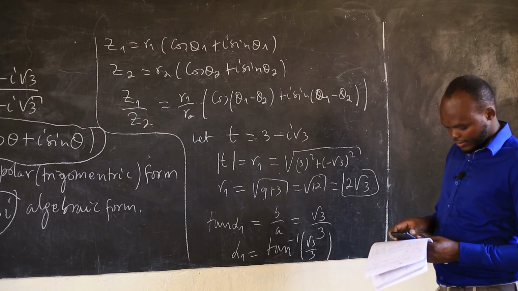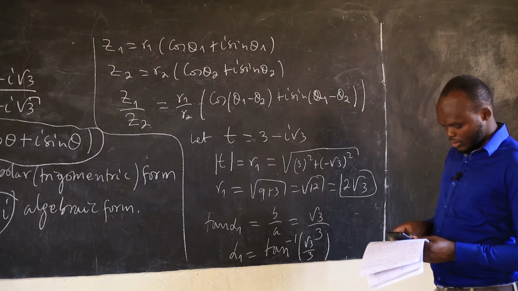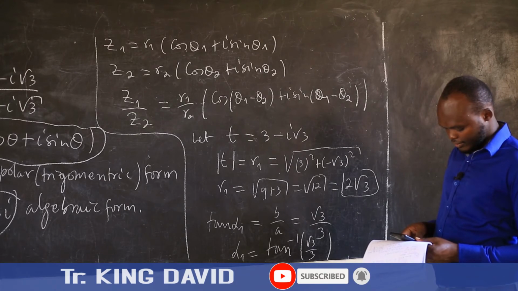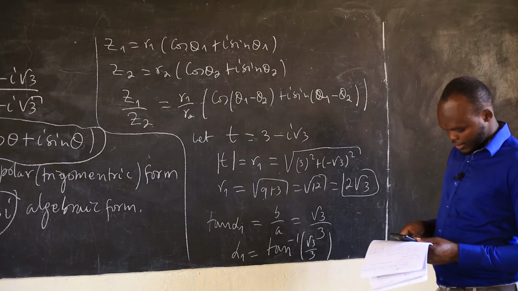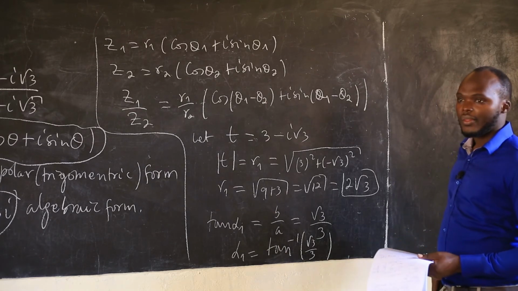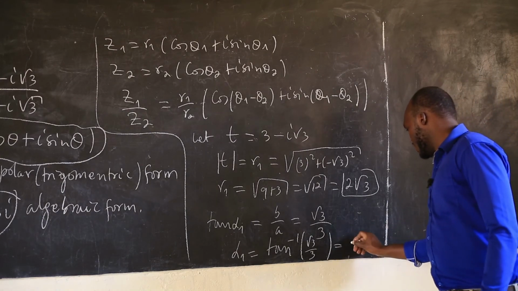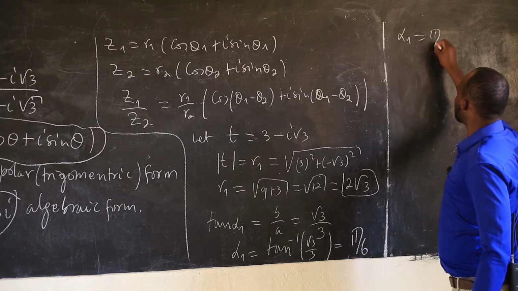Then tan inverse of root 3, then divided by 3. The answer is 30. 30 degrees is pi over 6. So our alpha 1 is pi over 6.